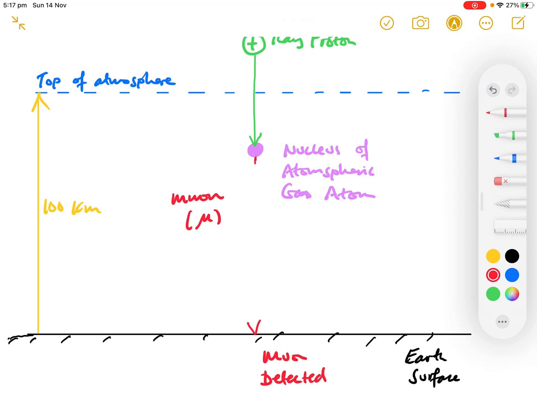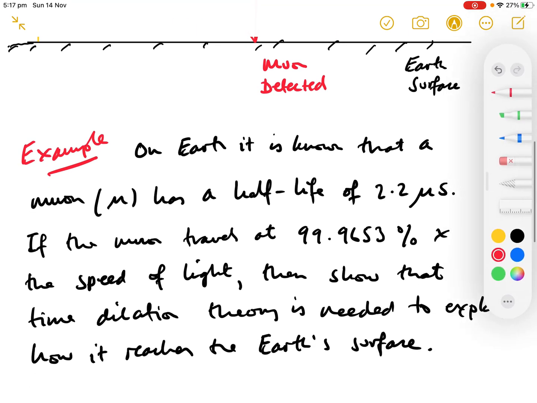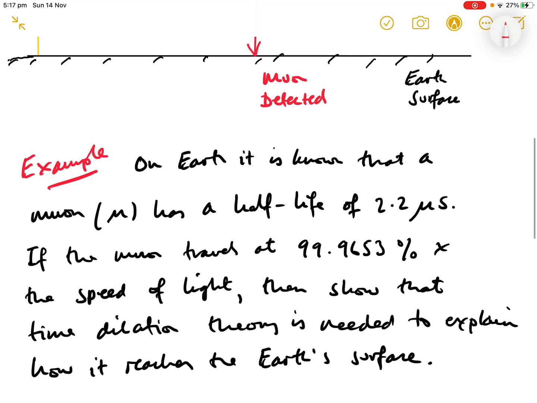So that muon journey goes all the way from there right down to here. Now, without knowledge of special relativity, that couldn't be explained, because the muon just shouldn't live long enough to cover that distance, even though it's travelling very, very close to the speed of light. So we can only explain this by invoking time dilation. Here we have an example which will hopefully make all of this clear to you.